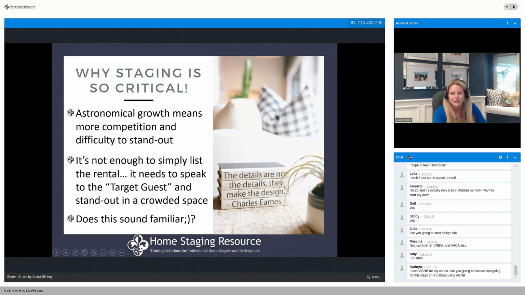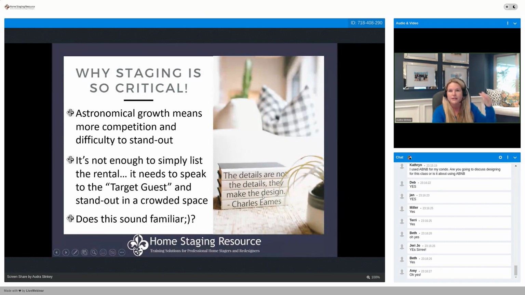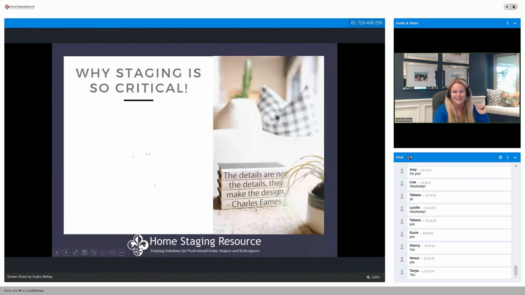If you're a stager on this line, does this sound familiar to you? If you were a stager back in 2006 when nobody even knew what staging was and people were just throwing their homes on the market, does this sound familiar? And then it was like, nope, if you really want to make money, if you really want to stand out, if you really want to make the income that you can make, you've got to dial it in. Yes, that's what excites me.